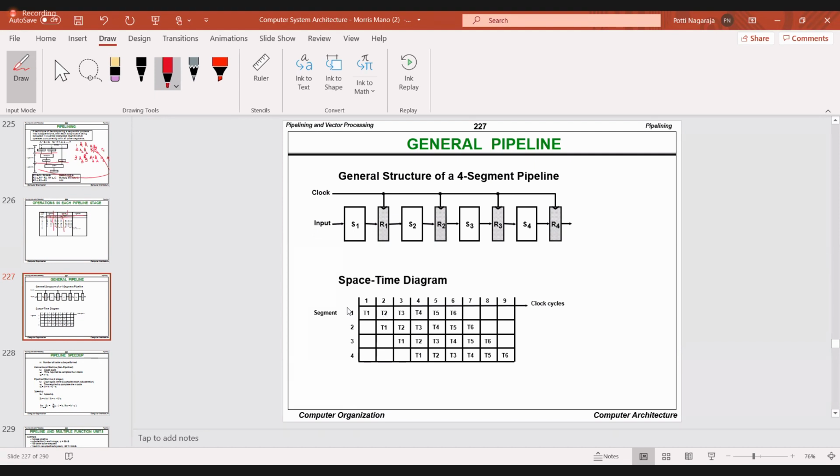Now similarly, clock cycle 3. In clock cycle 3, segment 1 performs the operation T3, segment 2 performs T2, whereas segment 3 performs T1. Similarly, in the fourth clock cycle, all are parallel: T4 for segment 1, T3 for segment 2, T2 for segment 3, whereas the fourth segment performs T1. Like that, you have to perform the task.